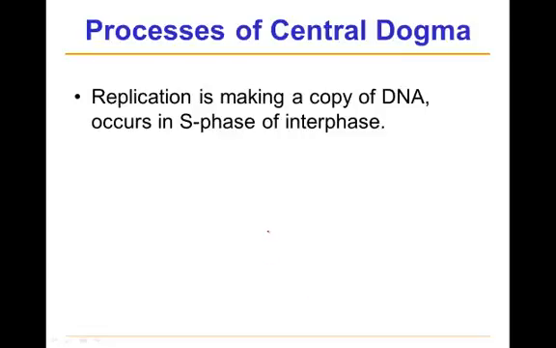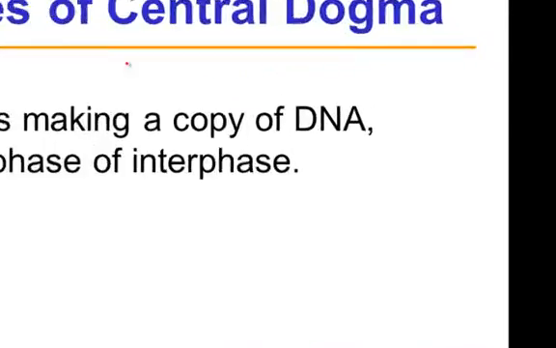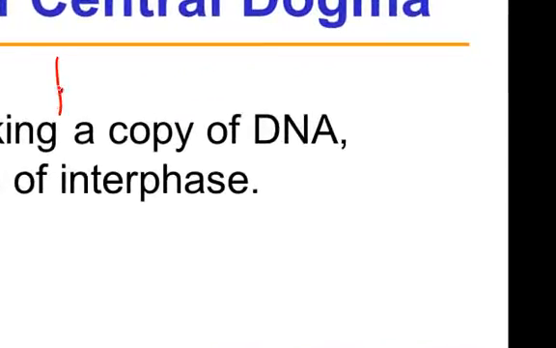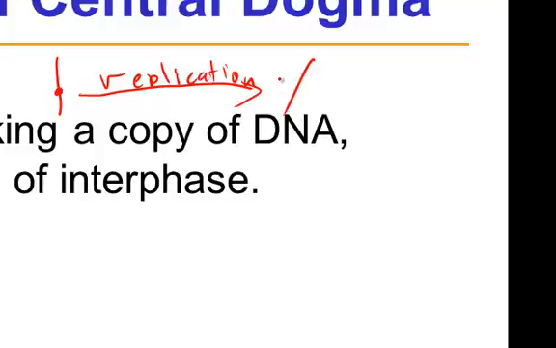Replication is defined as making a copy of DNA, and this occurs in S phase of interphase. So we make chromosomes replicated. Let me just remind you here that we can have an unreplicated chromosome, which consists of one chromatid and one centromere, and then we have replication, and this will make the chromosome replicated. So we have twice as much DNA. We have two chromatids, sister chromatids, one being the copy of the other. And so that's kind of where it fits into what you already know.